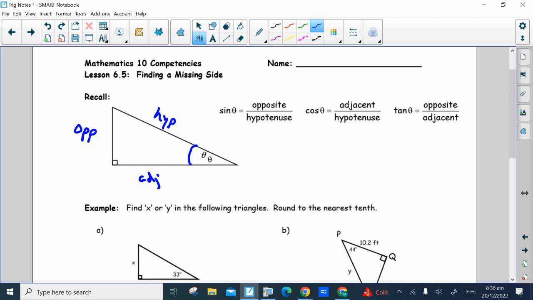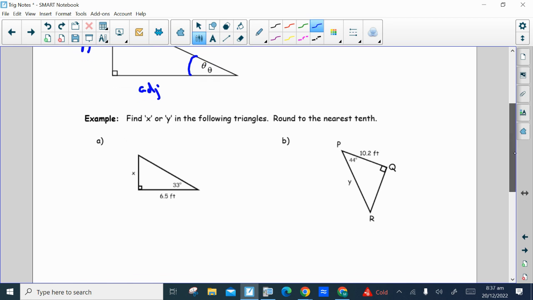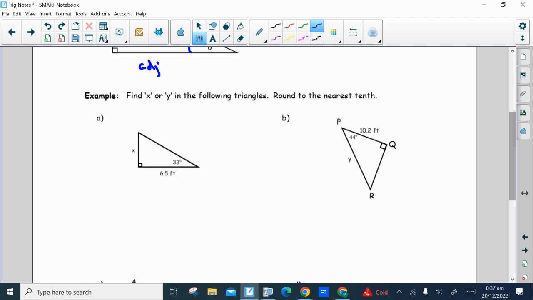So this is always our first step once we have our triangles. Label the sides. And then you figure out which ratio you're going to use depending on which two sides are going to be used in the equation. So, question says, find x or y in the following triangles, round to the nearest tenth.